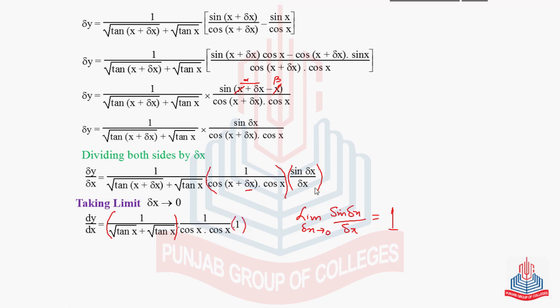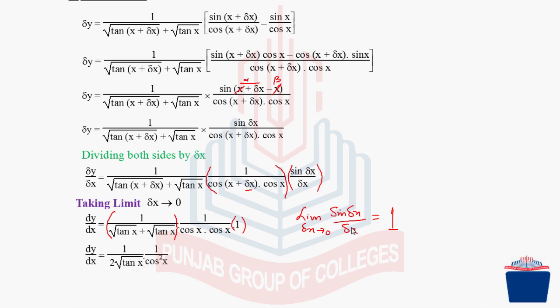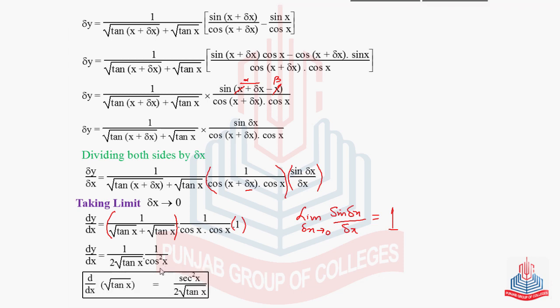And finally we have 1 over 2 times square root tan x into cos of x, and this cos of x will become cos square of x, and the derivative of square root tan x will become secant square x divided by 2 square root tangent x. This 1 over cos square will become secant square x.